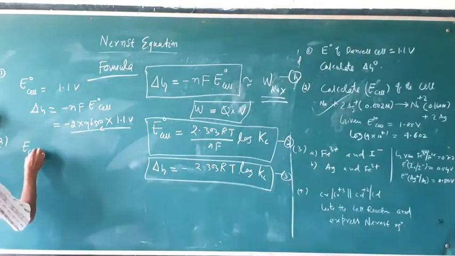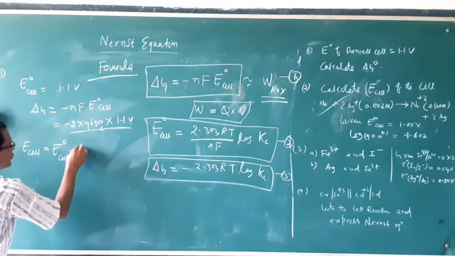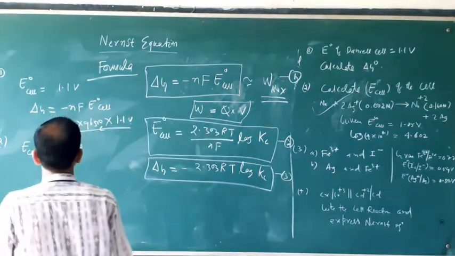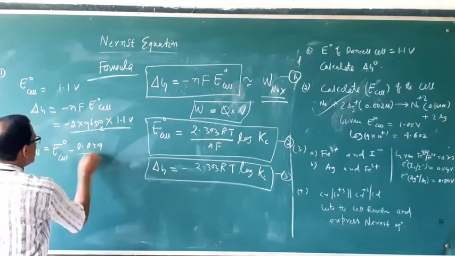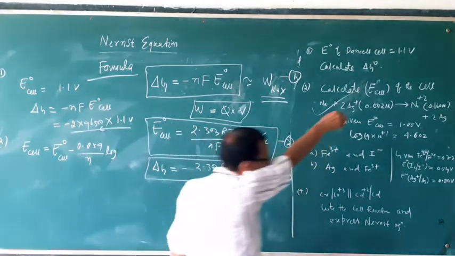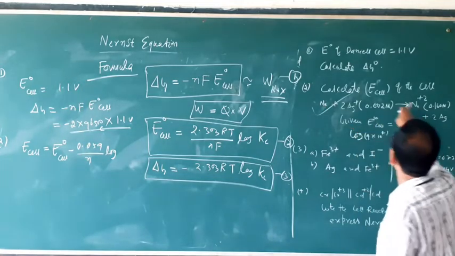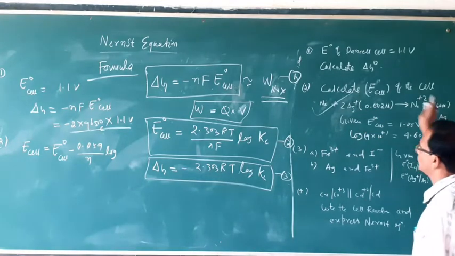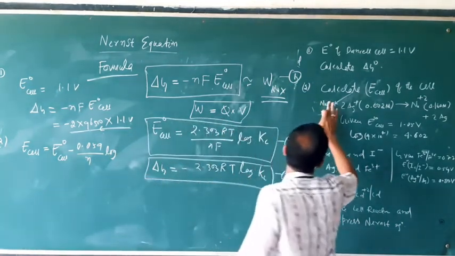E cell, already we have read, E cell is equal to E naught cell minus, you write in standard state because temperature is not given, 0.059 by n, then log. Which ion will be written at the numerator? Just you see. Nickel changes to nickel 2 plus, it is oxidized, and Ag plus changes to Ag, it is reduced. The oxidized ion will be written at the numerator. Which is oxidized?